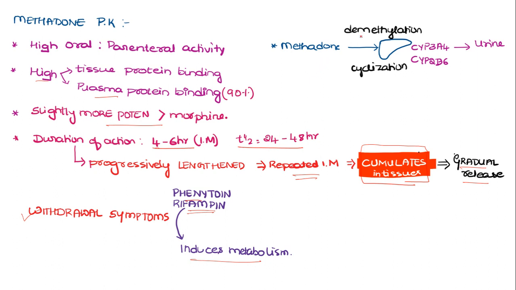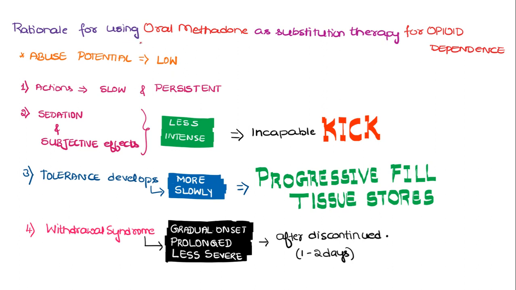Methadone undergoes demethylation as well as cyclization with the help of CYP3A4 and 2D6 and gets excreted in the urine. Coming to the rationale for using oral methadone as a substitution therapy for opioid dependence: its abuse potential is very low. And these are very important 4 points.